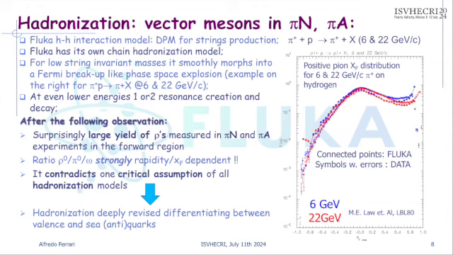Hadronization, that's why I'm touching this point, because it's something that we have recently changed, like almost everybody else probably, trying to catch up with the rho issues in meson production. The Fluka hadron-hadron interaction model is based on the dual parton model for the string production. And then Fluka has its own chain hadronization model, which at very low invariant masses goes smoothly into a Fermi breakup-like phase space explosion.